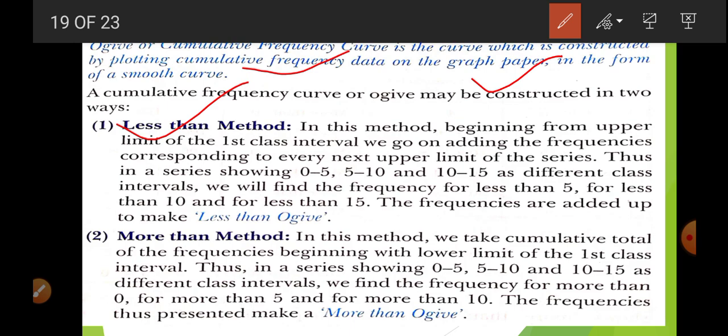Okay, what is less than? So less than always starts with the upper limit, beginning from the upper limit of the first class interval and going on adding the frequency corresponding to every next class. More than is always started with the lower limit.